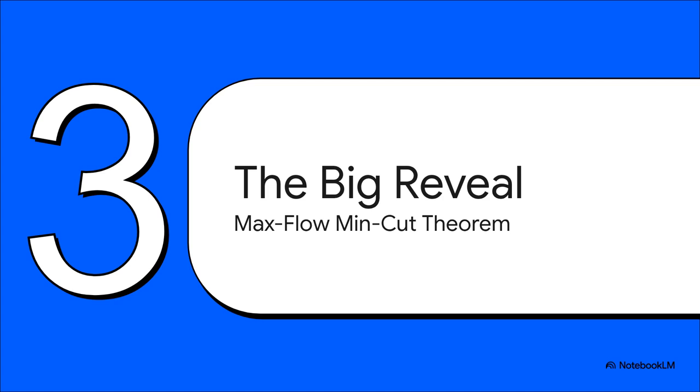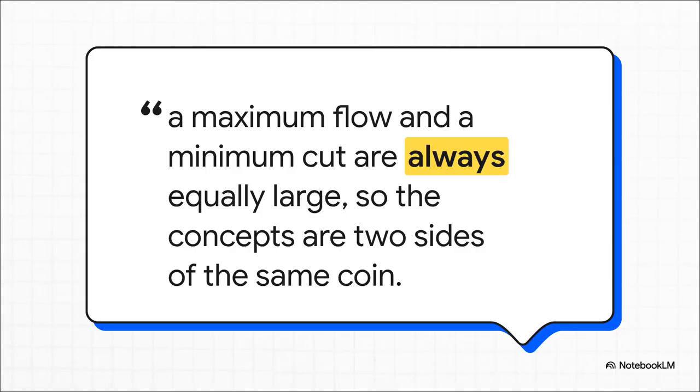Okay, so now we can finally solve that puzzle we started with. We've seen how Ford-Fulkerson finds the max flow, but what in the world does that have to do with the minimum cut? Well, it turns out, everything. This right here is the max flow min cut theorem. It's the fundamental law we were hinting at. It says these two problems, pushing as much stuff as possible through the network and finding its weakest bottleneck, they're not just related. They have the exact same answer. They are two sides of the same coin.